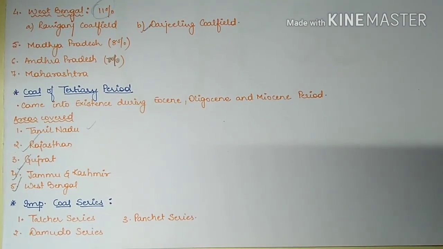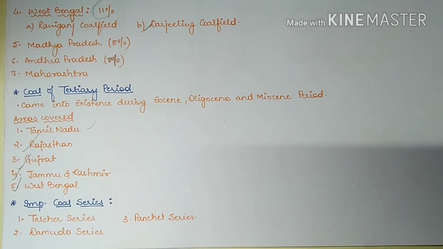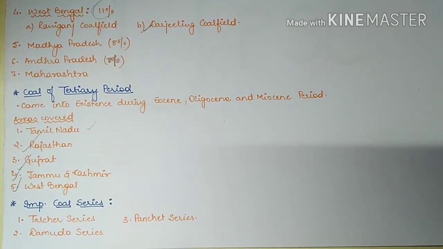Now we have important coal series where most of our coal is found. So the first one is Talcher series. Talcher series are of Gondwana system and they are named after Talcher and Dhankela district of Odisha. They rest on glaciated boulder bed of igneous rock and they are known for their coal deposits. Okay, they supply their coal to Raurkela and Jamshedpur steel plants.